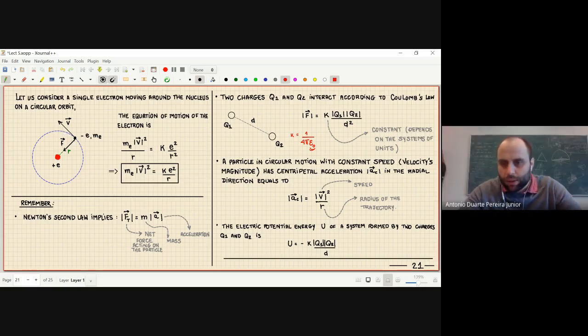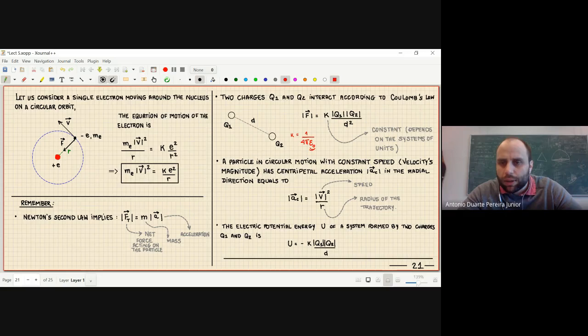There is another question in the chat: in this motion, does the nucleus emit positive charge? The nucleus does not emit charges. The charge is inside the nucleus and stays there.